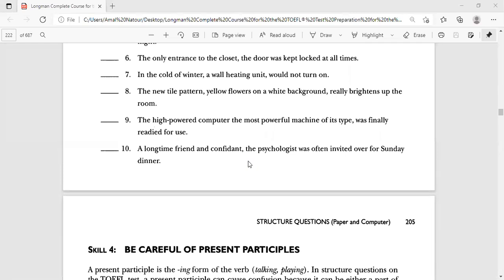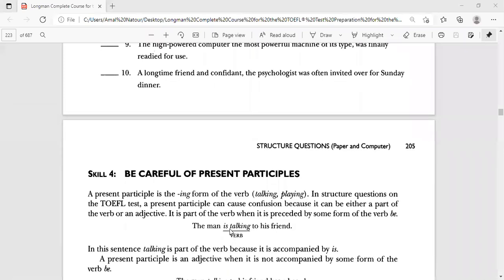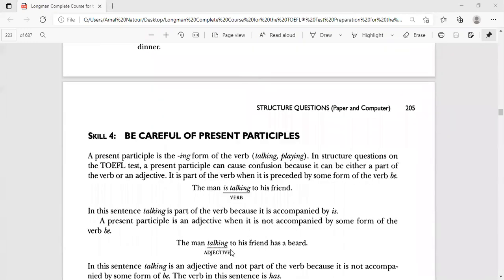It is part of the verb when it is accompanied or preceded by some form of the verb to be, like in this sentence: The man is talking to his friend. Here, the verb is preceded by a verb to be, then here it is a verb. In this sentence, talking is part of the verb because it is accompanied by is. Okay, now if we look at this sentence, the man talking to his friend has a beard. Here, in this sentence, talking is not part of the verb.